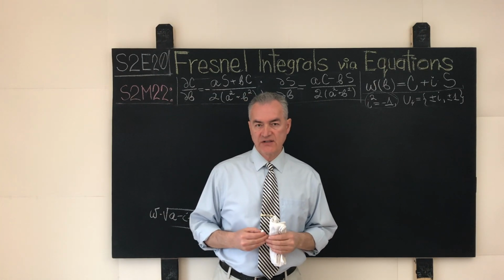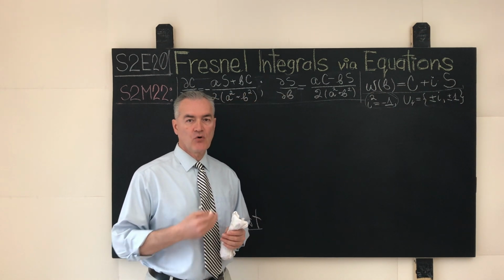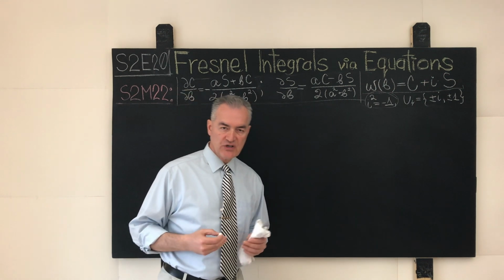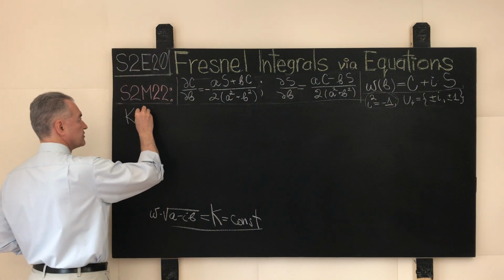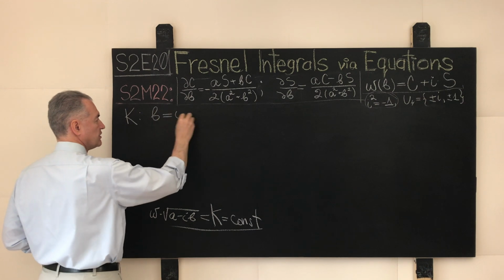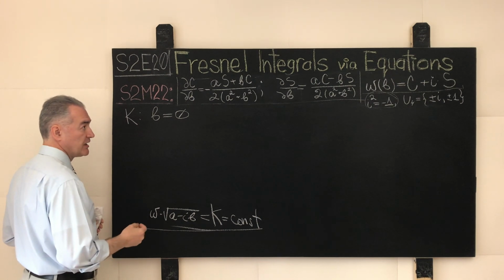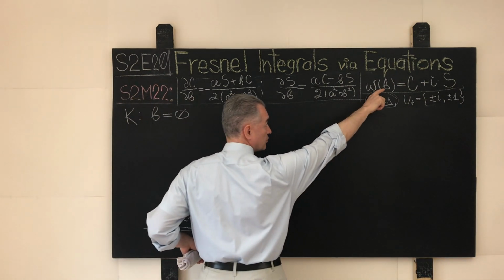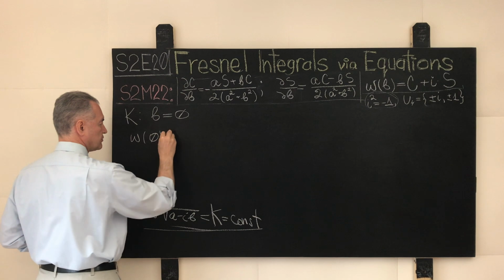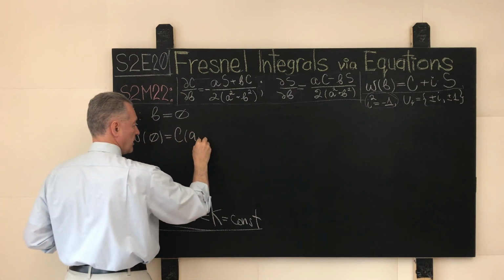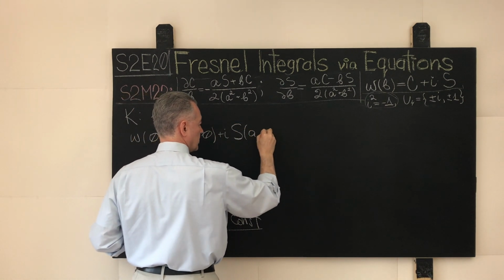Of course, one advantageous value of the parameter b, which will allow us to compute the value of the constant k in a straightforward manner, is 0. In other words, in order to compute the value of the constant k, we put b equal to 0 all around over here. Consequently, on the one hand, for the function w of 0, we have what? W of 0 equals C of a, 0 plus I S of a, 0.